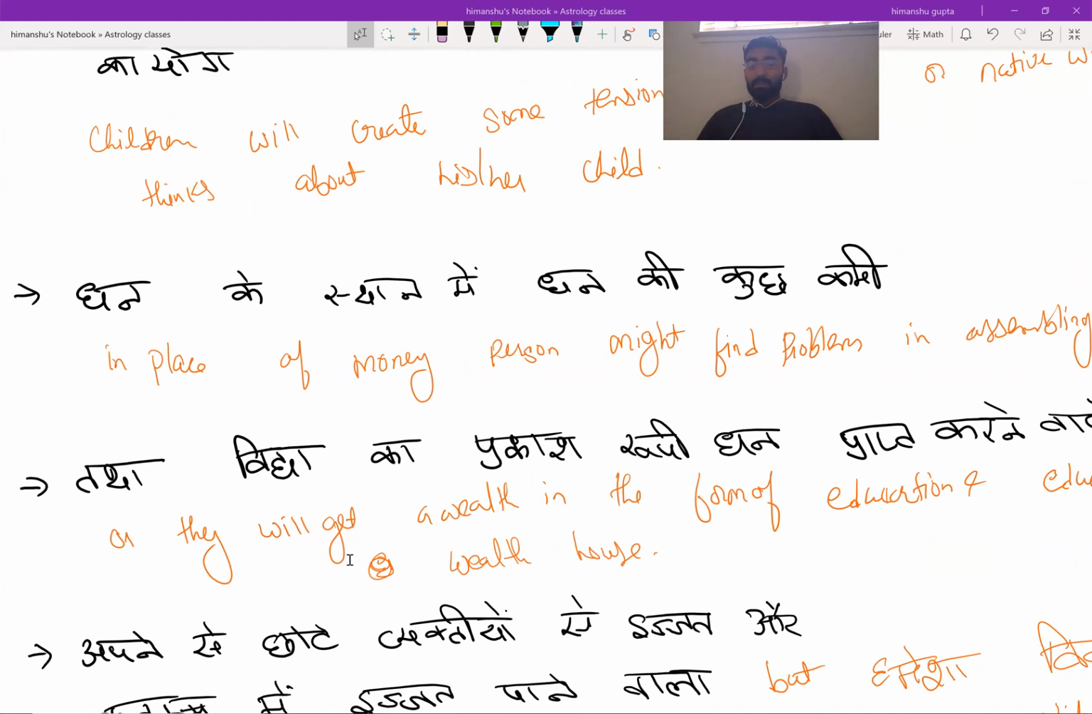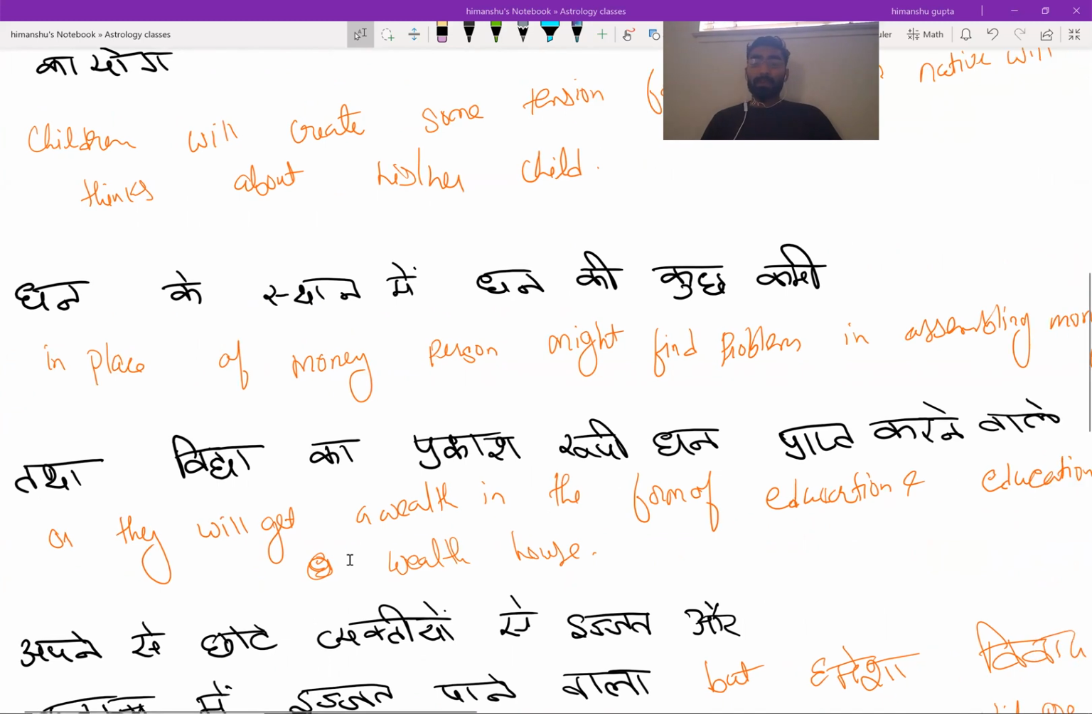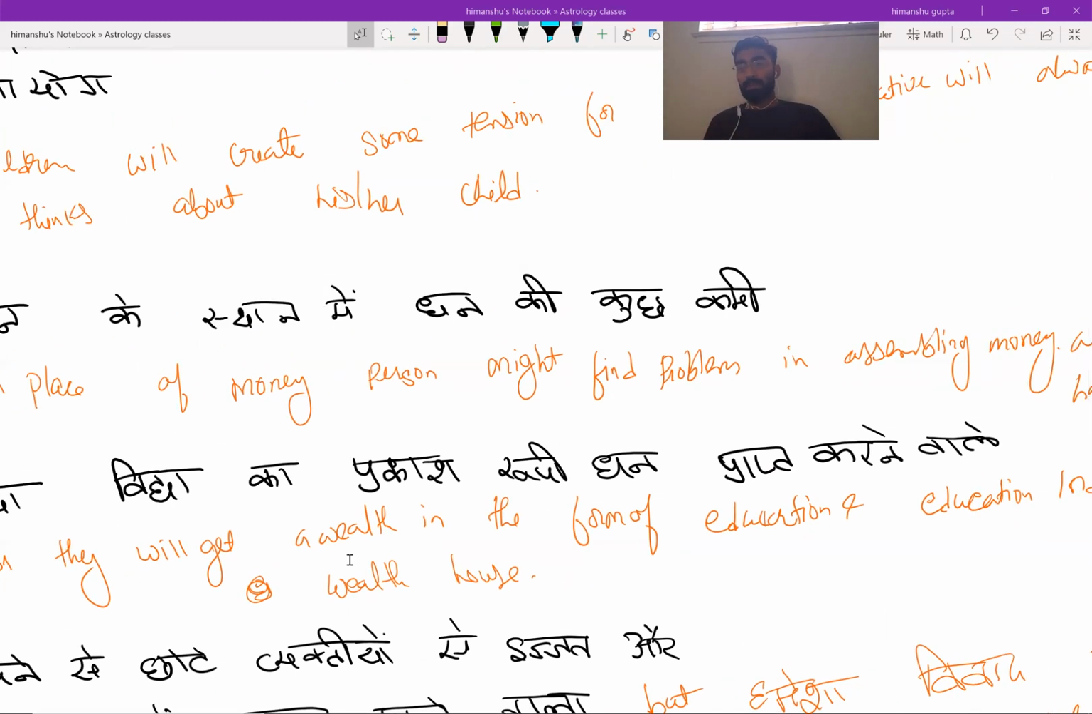Also, there will be some problem in accumulating wealth, or the person will try to accumulate wealth through education. Education is the source of wealth because the fifth lord is sitting in the second house. The fifth lord, the house of education, is sitting in the second house of gains, money, wealth. So that is one point.